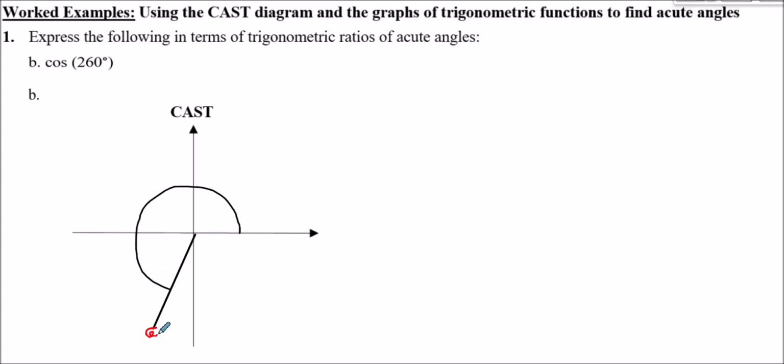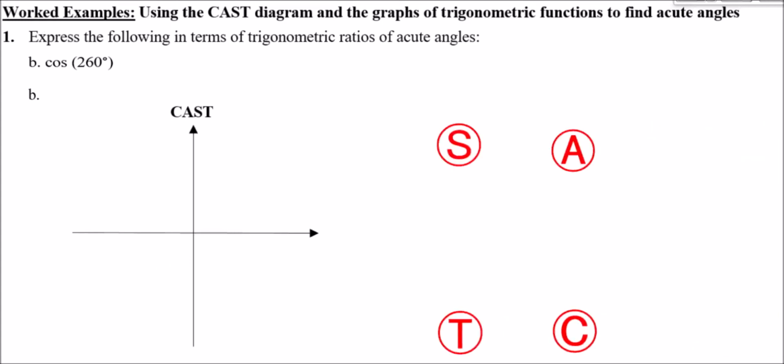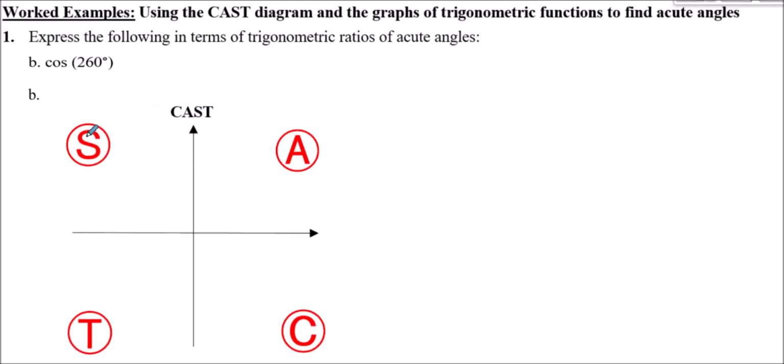Again, because it's a CAST diagram, what we need to do first and foremost is label on CAST correctly. So get the CAST diagram labelled, then draw on a point which is 260 degrees measured anti-clockwise from the positive x-axis. So it's going to be somewhere in this quadrant. I've done the point down here. So again, it's in the third quadrant where only T is positive.